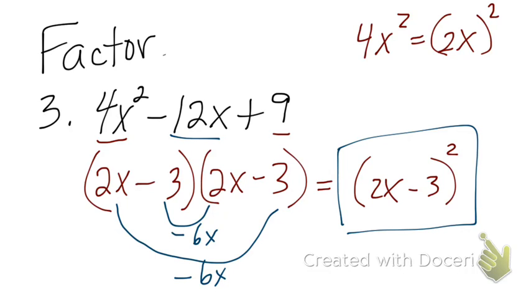Again, I want to remind you that this problem could be solved using the AC method, but if you notice those perfect squares on the ends, this would be my first guess. If it didn't work, then I would go back to the AC method.